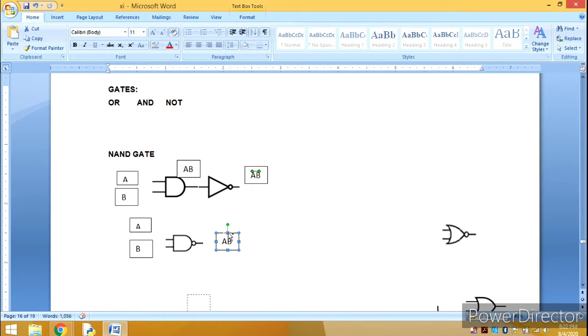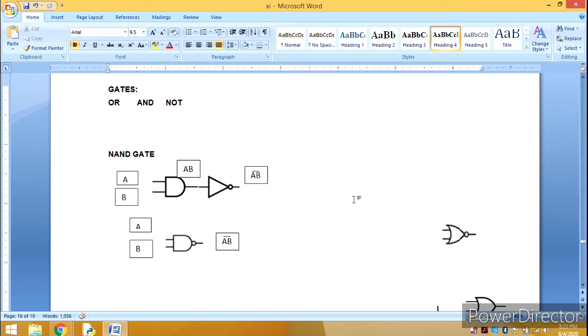What is the same output? What are we getting? AB complement. Okay, you are getting AB complement. The same thing you are getting over here as AB complement. Are you getting it? So this NAND gate is a combination of NOT and AND. It means NOT of AND gate.